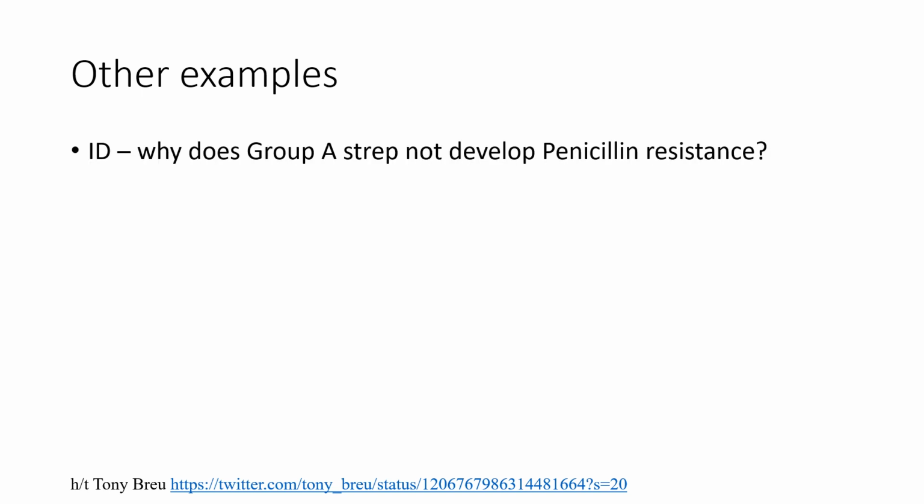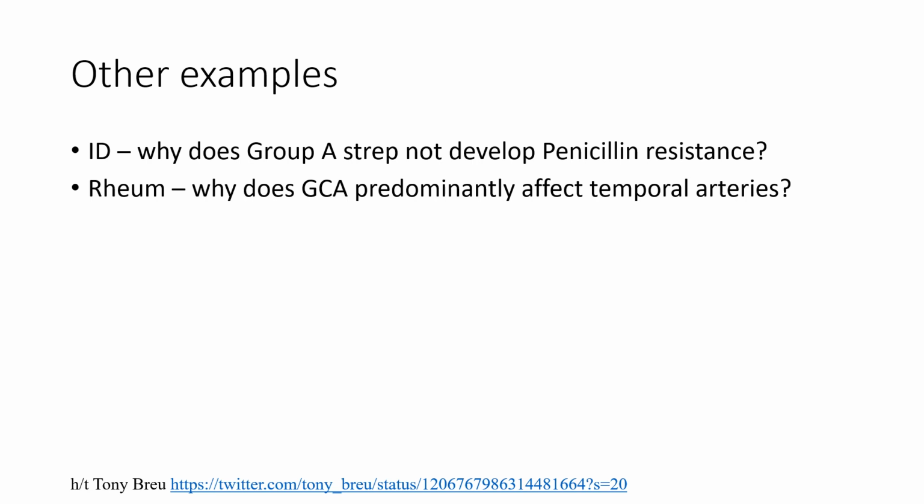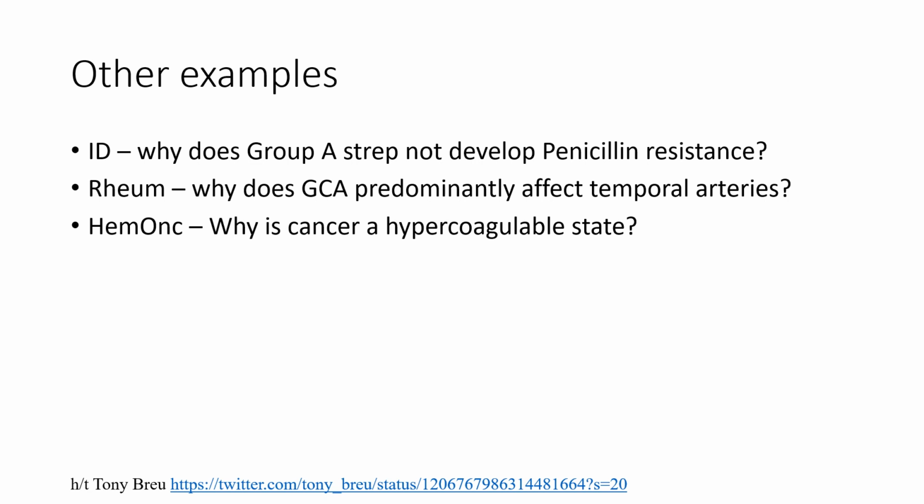So suppose you want to teach infectious disease, you could have them read a paper on bacteria and mechanisms of resistance, but then ask them why group A strep almost never develops penicillin resistance while strep pneumonia does or Staph aureus does. You could talk about in rheumatology why giant cell arteritis predominantly affects temporal arteries, even though there are very many similar sized vessels elsewhere in the body. Or in hematology oncology, you can ask them to think about why cancer is a hypercoagulable state and get into the details of the coagulation cascade and which part of it is affected by having cancer.